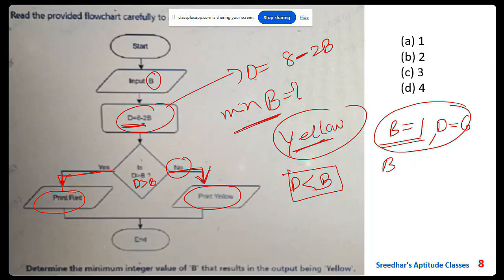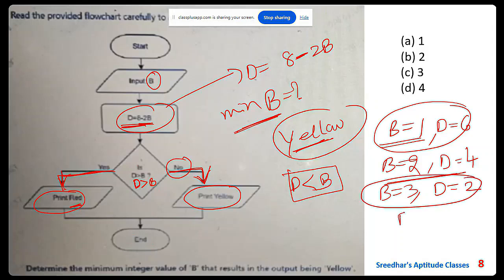Right? If I take B is equal to 2, then D is 8 minus 2 into 2, 4. D is 4. So still D greater than B. As D greater than B, the output will be red. If I take B is equal to 3, then D becomes 8 minus 3 into 2, 6. 8 minus 6, 2. So when I take B 3, D 2, that means D greater than B is becoming no. As D greater than B is becoming no, I'll get LO.